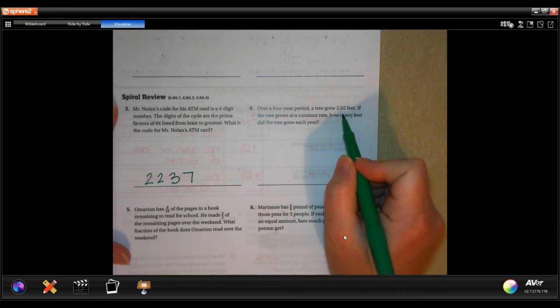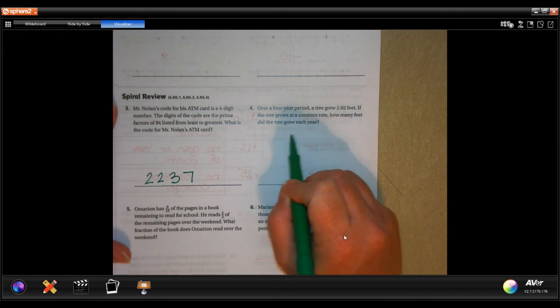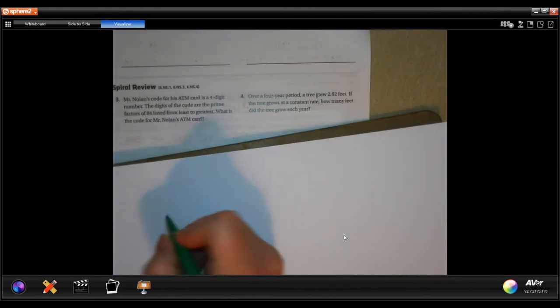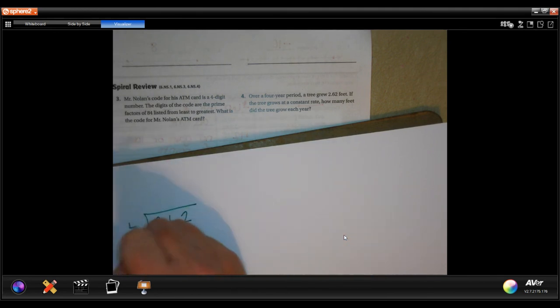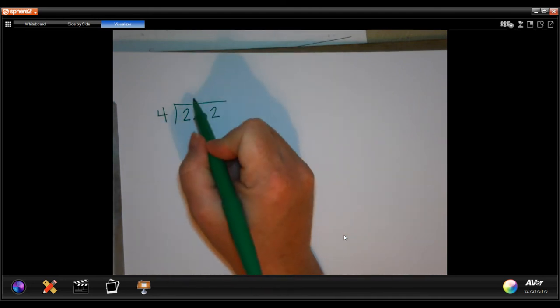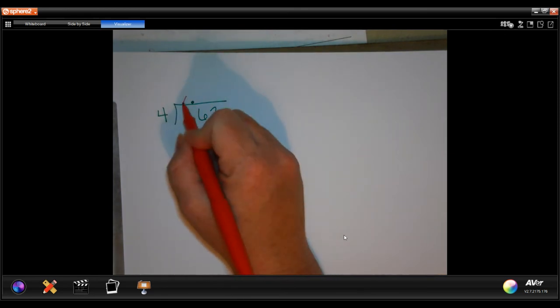Over a 4-year period, a tree grew 2.62 feet. If the tree grows at a constant rate, how many feet did the tree grow each year? Well, that means we're going to grab our handy dandy scrap paper again and put 2.62 in the box. We're going to divide that by the 4 years it was growing. There's no decimal outside, so I'm just going to move my decimal up. 4 is not going to go into 2, placeholder.